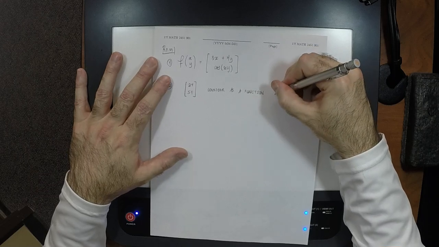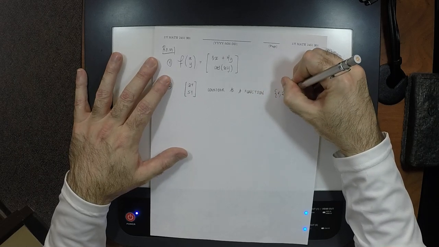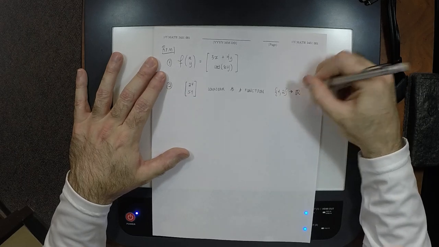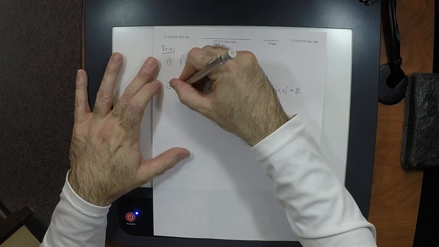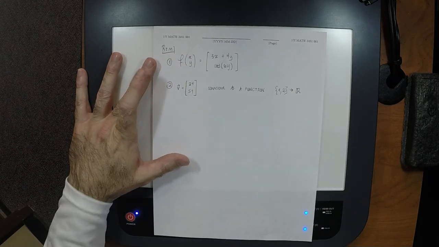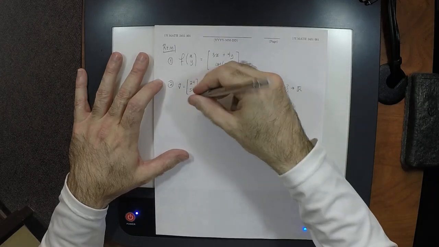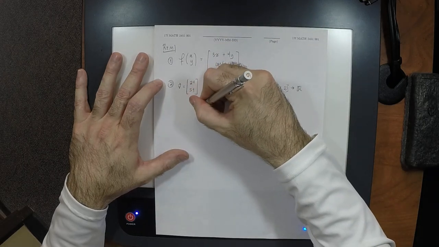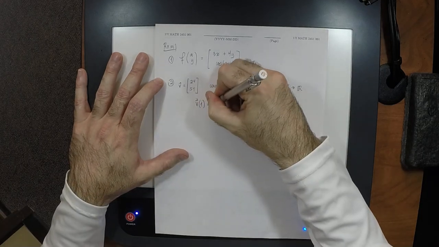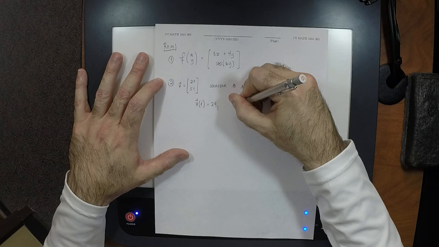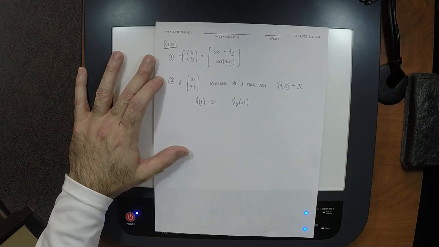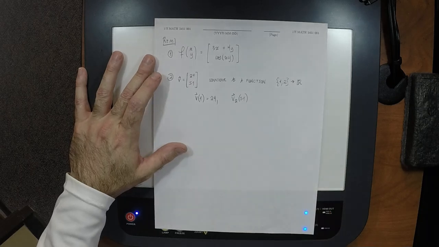Which maps inputs 1 and 2 to the reals. Which is to say, I could give this a specific name. V is this. And then I could say, well, in a slight abuse of notation, what is V of 1? It's 24. And what is V of 2? 51.